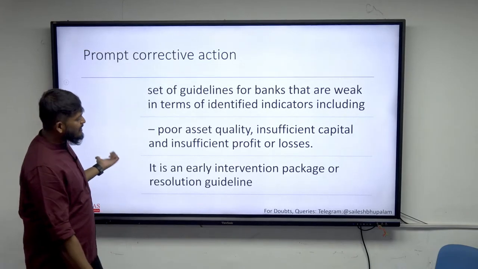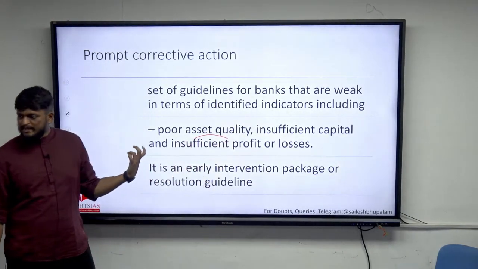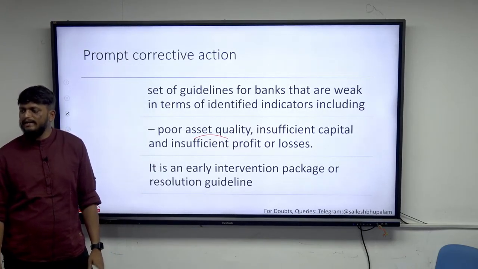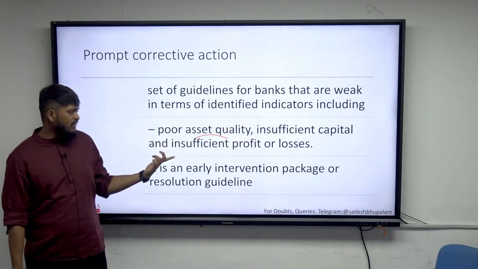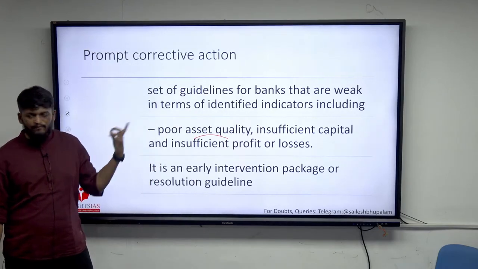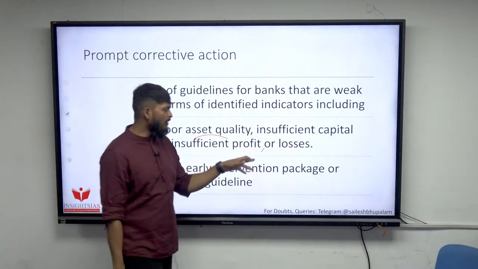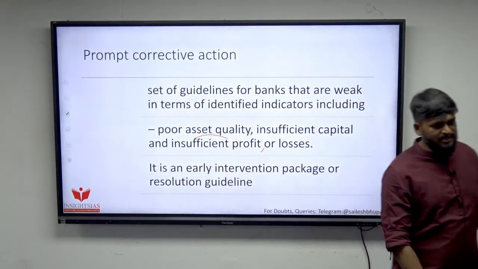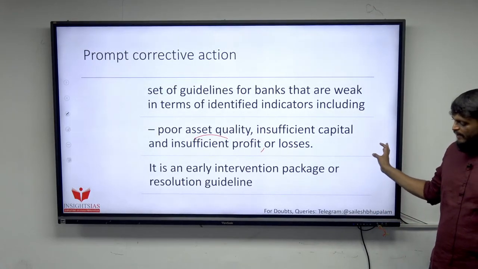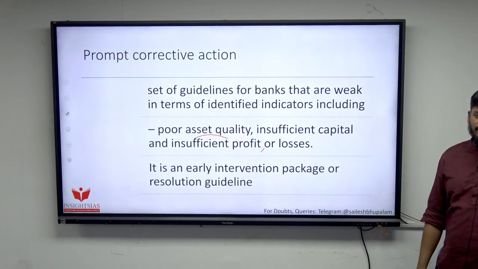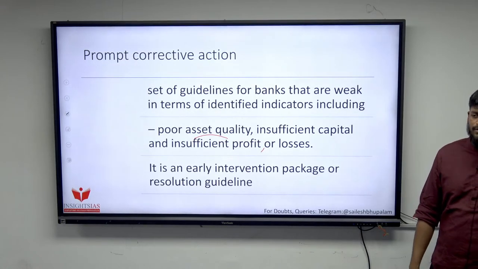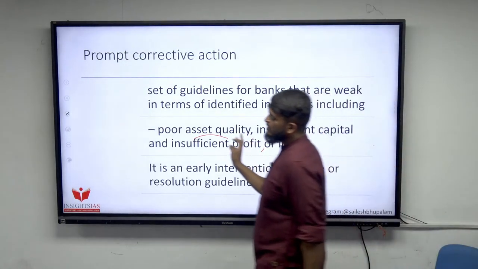So you can see, poor asset quality, what does it mean? Asset means loan. Quality of loan means they have given too many high-risk loans. Insufficient capital means the minimum capital requirement is 9%, and they are not keeping it properly. Insufficient profits or losses means they're not able to earn profit, something is wrong in the operations of the bank. So these are all indicators that something needs to be done with regard to this bank. It is an early intervention package or a resolution guideline. Early intervention means before the problem becomes big, we will try to resolve it. That is why it is called an early intervention package.